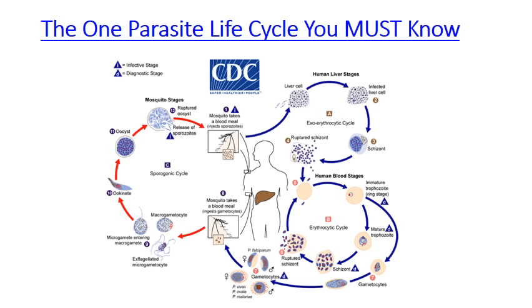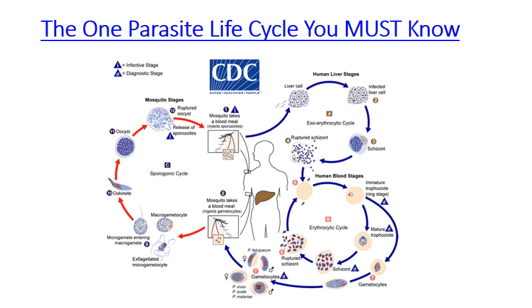We get infected with malaria when an infected Anopheles mosquito takes a blood meal. Similarly, the mosquito gets infected when it takes a blood meal from an infected person. So the entire transmission between mosquito to man and man to mosquito happens when the mosquito takes the blood meal. All right? Now, let's start up here.